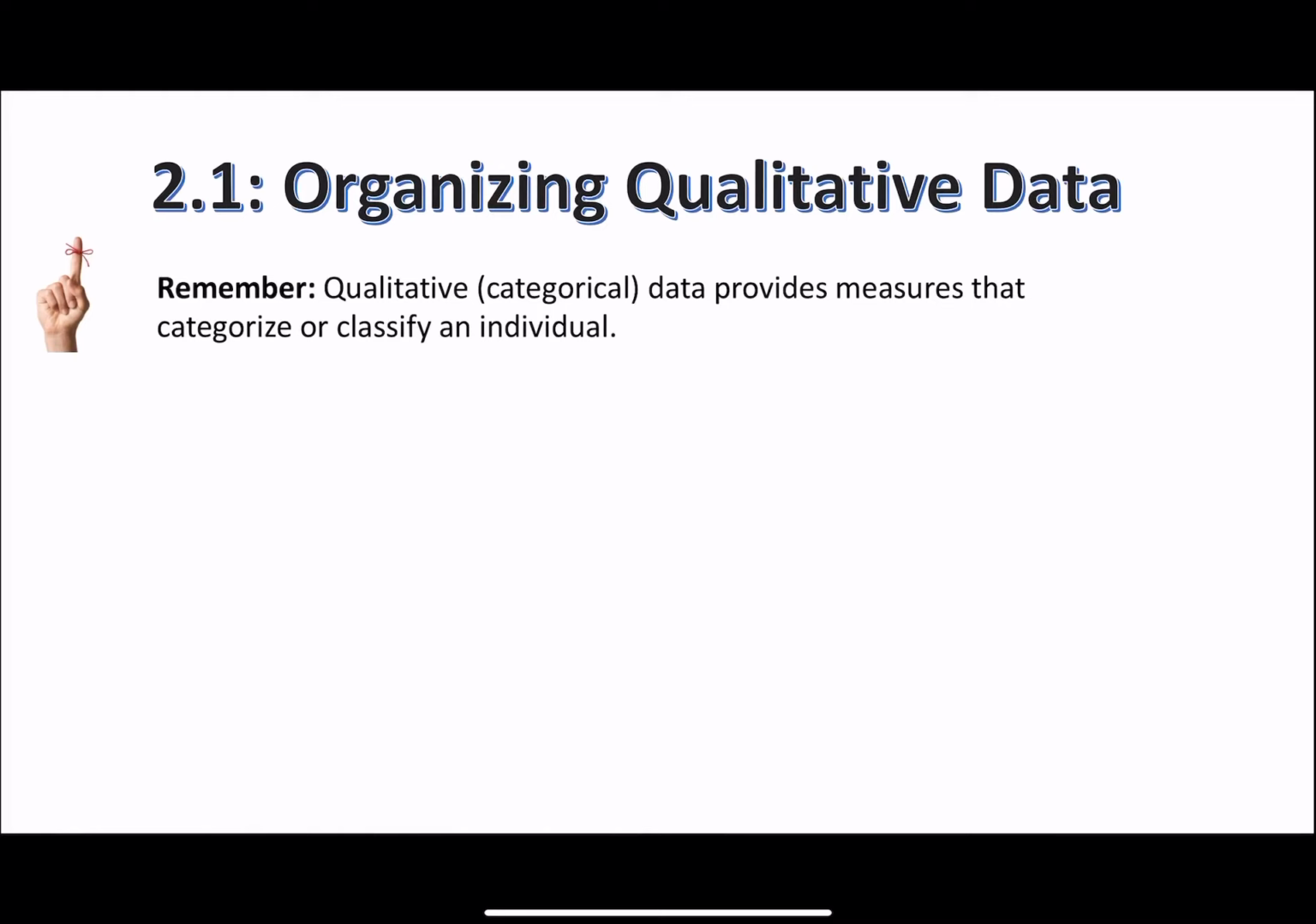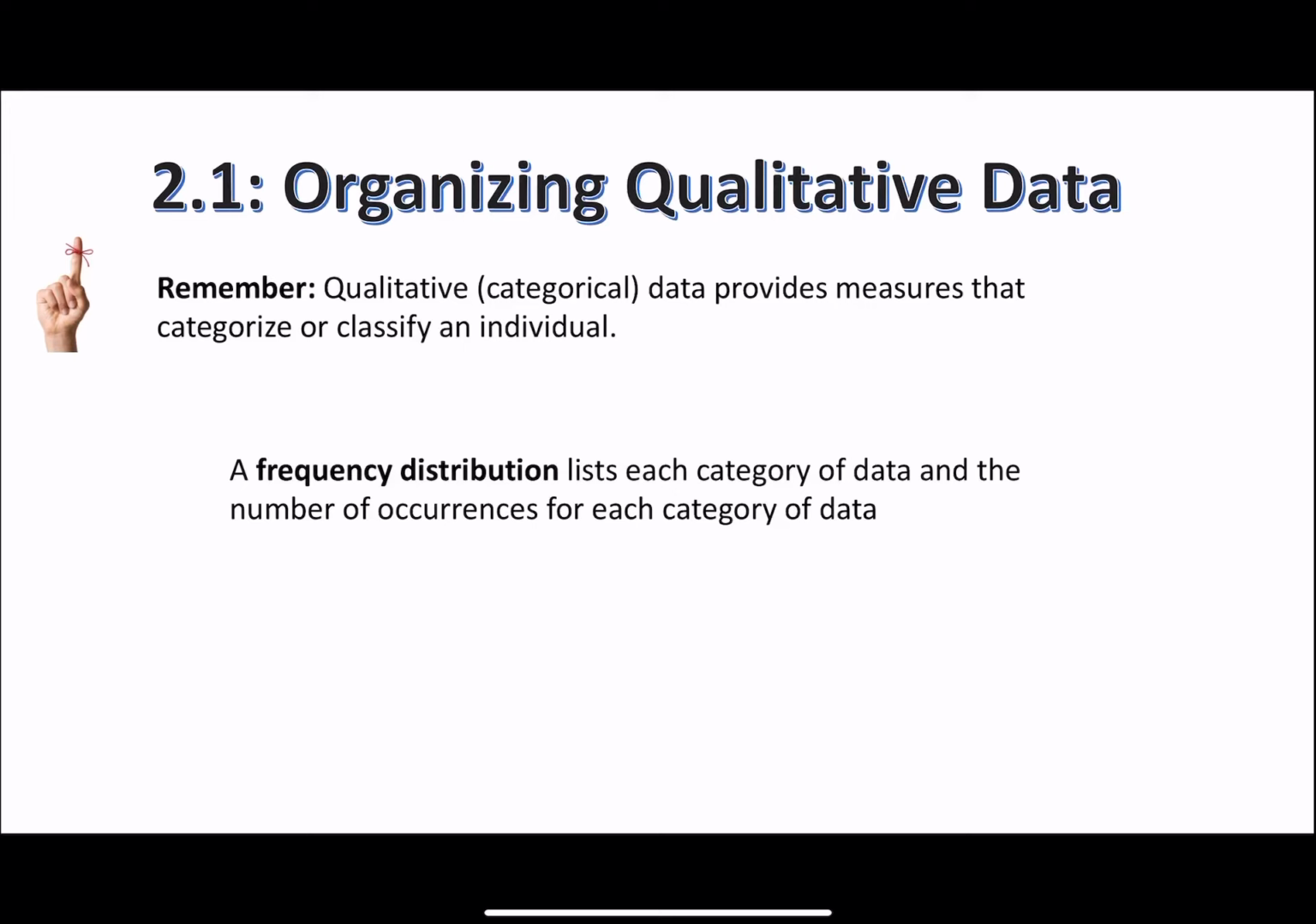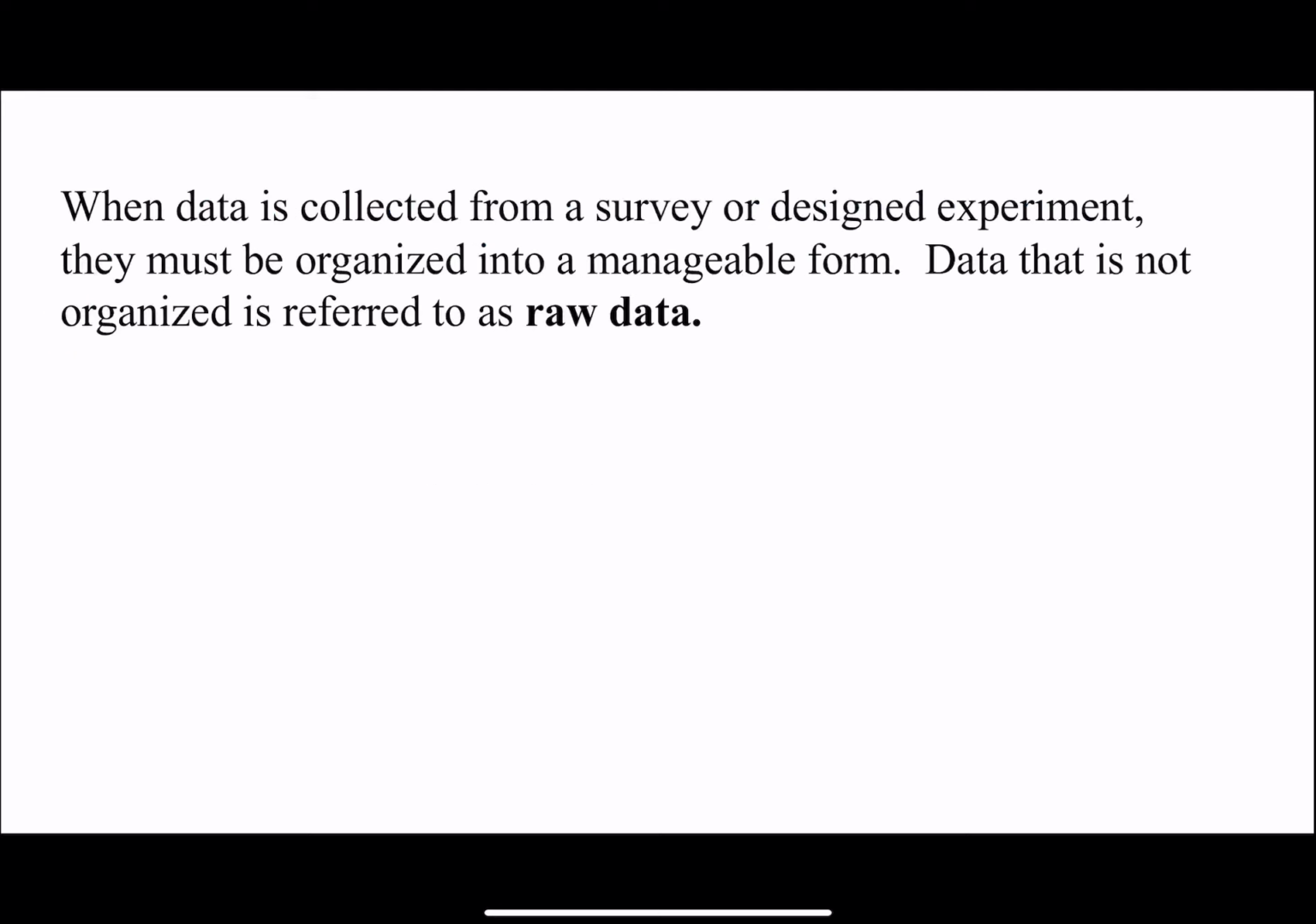So a frequency distribution, this is a new word. It lists each category of data and the number of occurrences for the category of data. So I'm going to show you what that looks like in just a second.